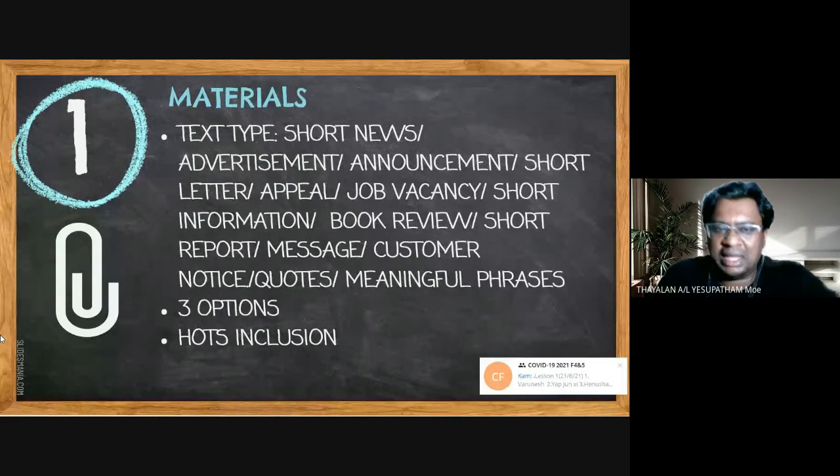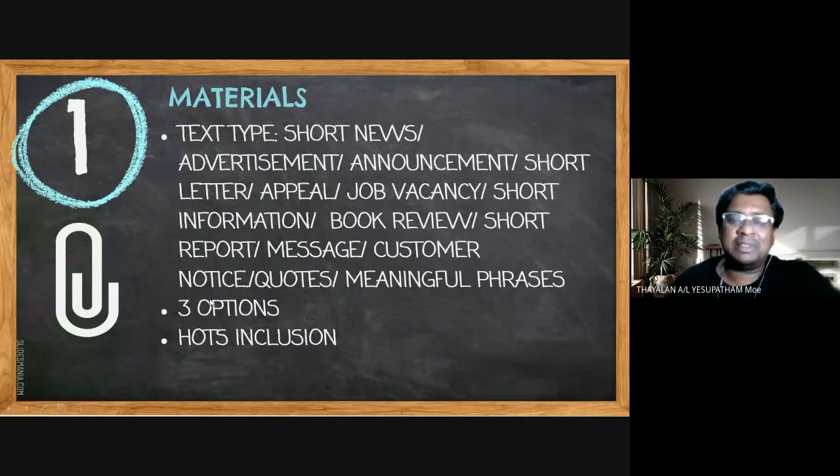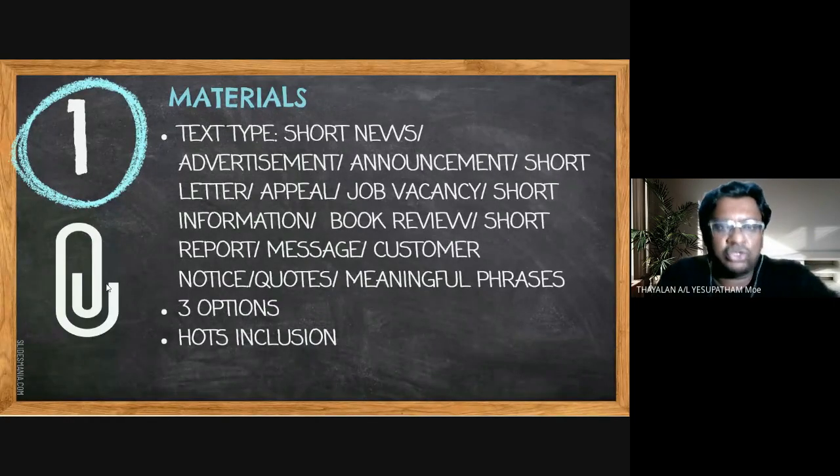The options for answers will be A, B, C, no D. So 3 options. For this particular part, we have the inclusion of HOTS element, higher order thinking skills element. What could possibly happen, we will look at when we do the practice. The options may be similar, and sometimes all the options could be correct. So the trick, or the clue, is you have to choose the most appropriate answer.